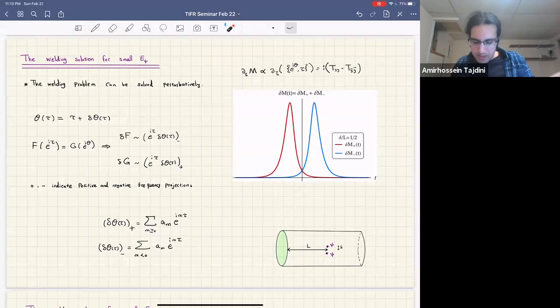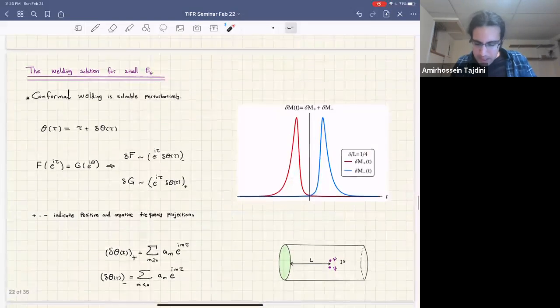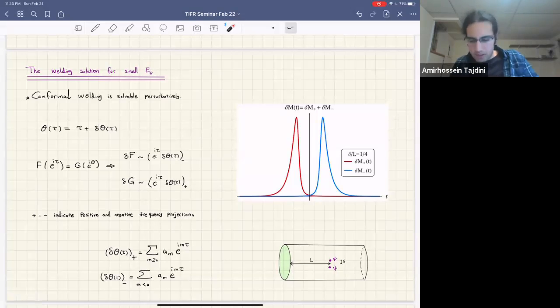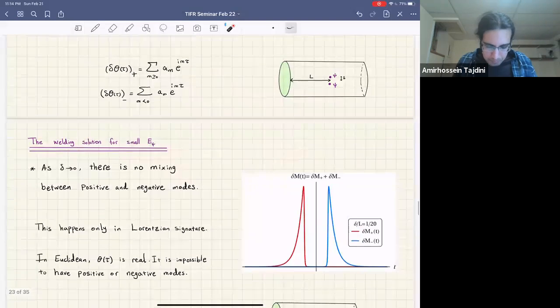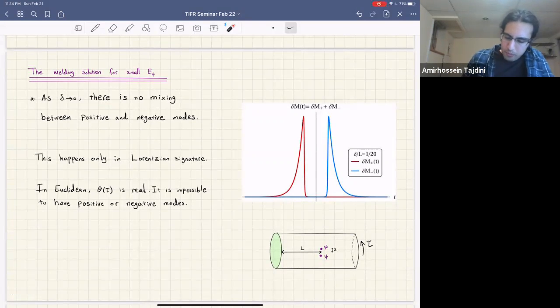And in this limit, where we can solve this welding problem perturbatively, we can see what will happen as you decrease the offset. What will happen is that for these two solutions, the region where they overlap is getting smaller and smaller as you send this offset to 0 while you keep the energy of the shock still small. As you send this offset to 0, what we found is that there's no mixing between these two types of solutions, these negative and positive modes.